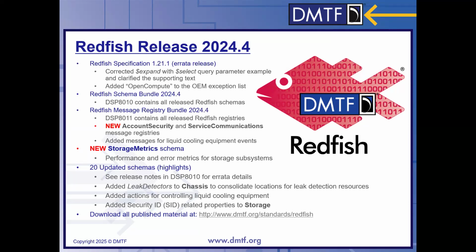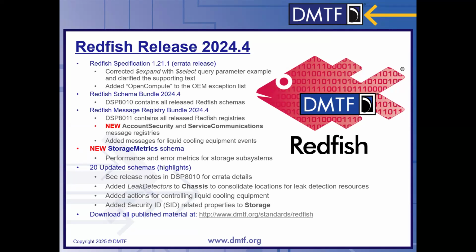Overall, there were 20 schemas that had minor revisions or effectively updates. The README file in the DSP 8010 bundle has that extensive changelog. We won't go into all those details, but if you want to look at the presentation that's part of this release, also downloadable from the website shown at the bottom there, it goes into that in PowerPoint form, or it's a PDF, but you can look at the changelog in that form as well.